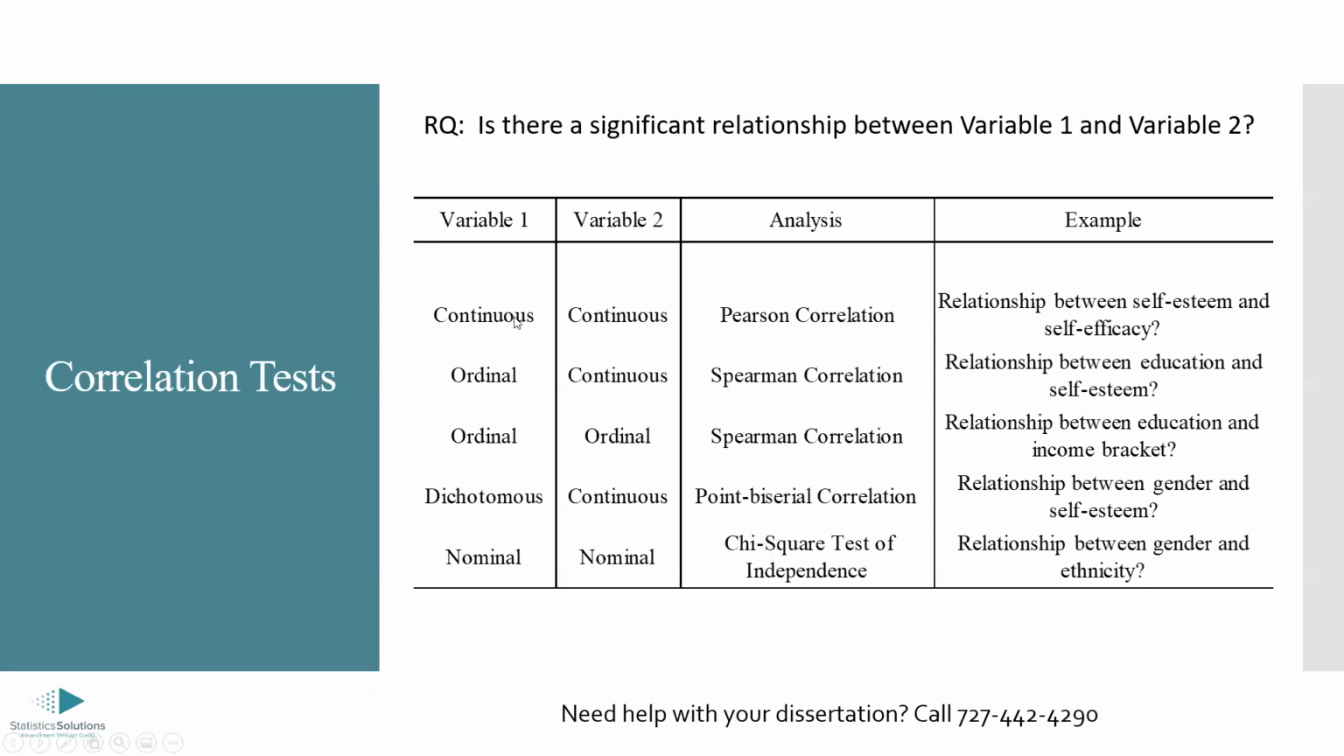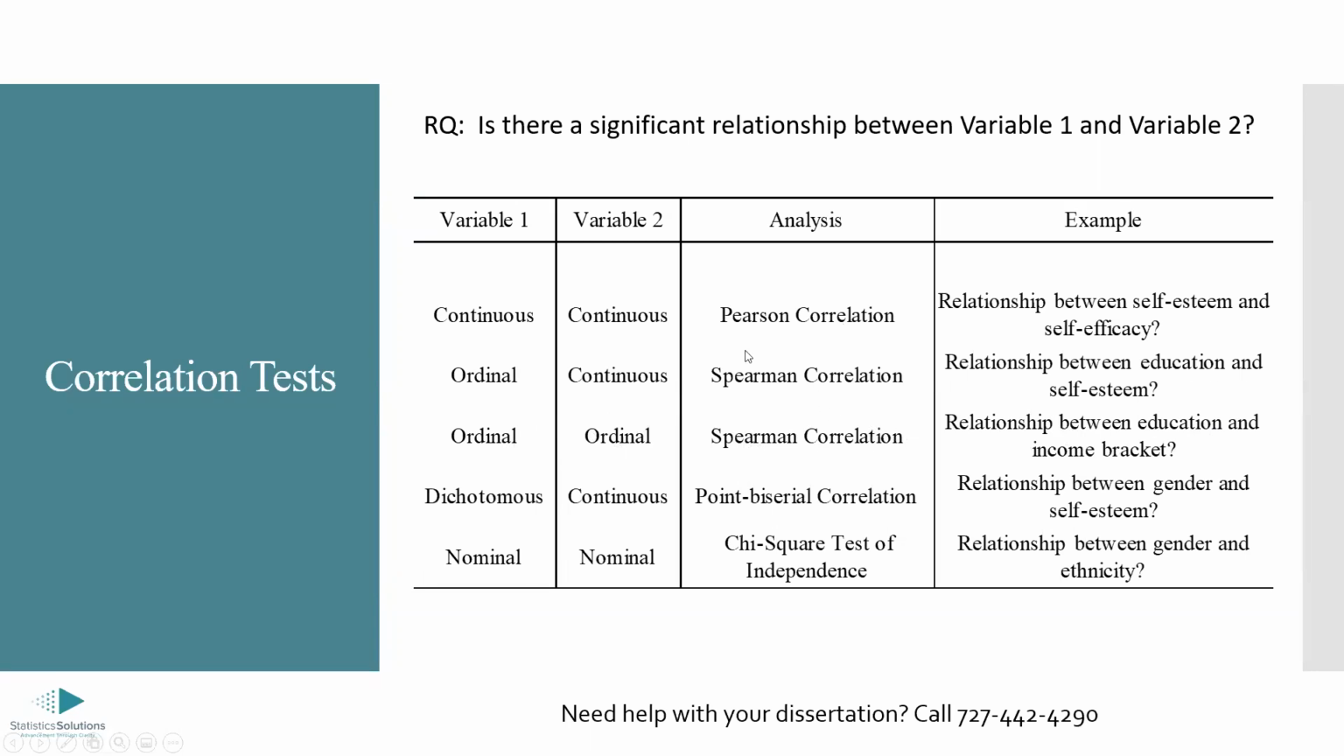So if you have 2 continuous variables, then you want to run a Pearson correlation. The non-parametric version of a Pearson correlation is a Spearman correlation. So a Spearman is used when you have an ordinal variable and a continuous variable. So something like, is there a relationship between education, which is ordinal, and self-esteem, which is continuous? Likewise, if you have 2 ordinal variables, like the relationship between education and what income bracket you fall into, that is also considered an ordinal to ordinal comparison, so you could use a Spearman correlation there again.